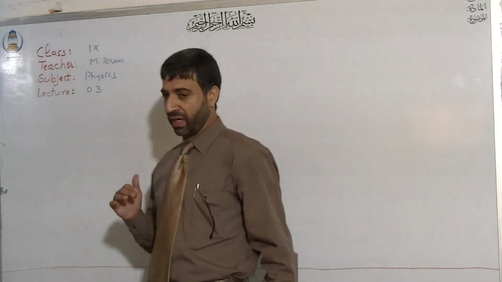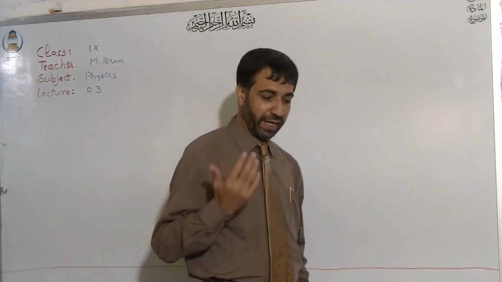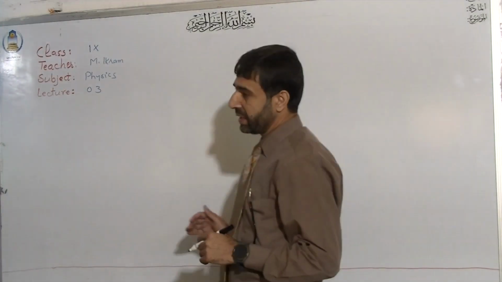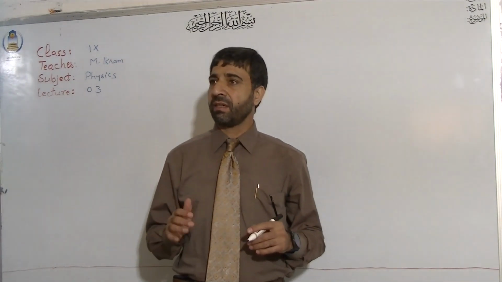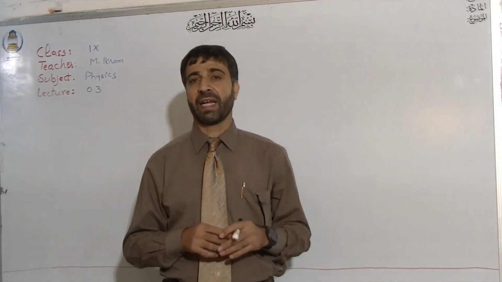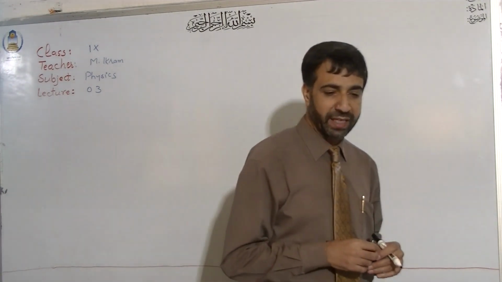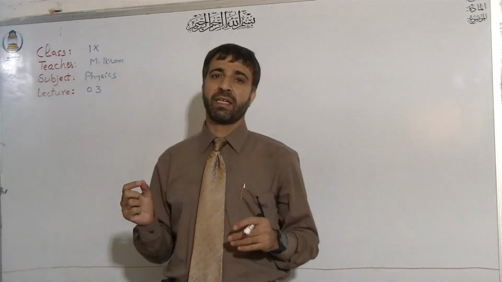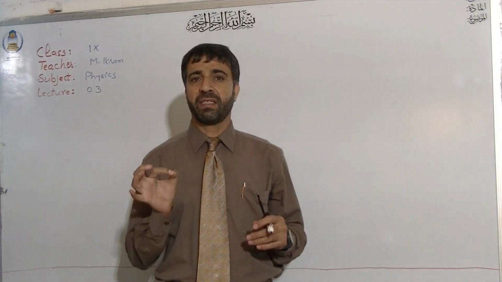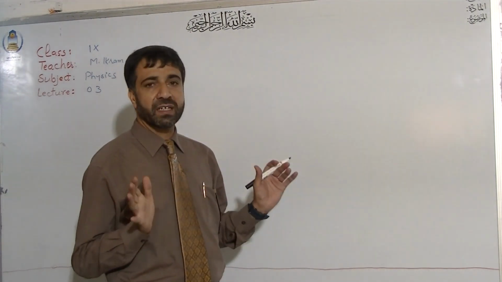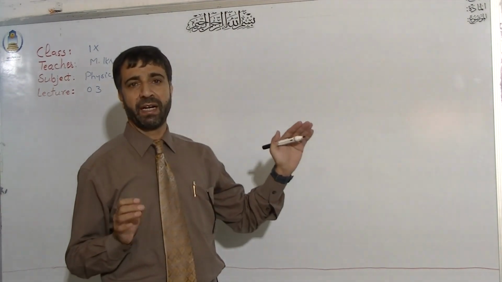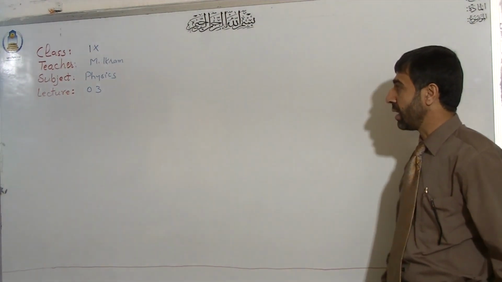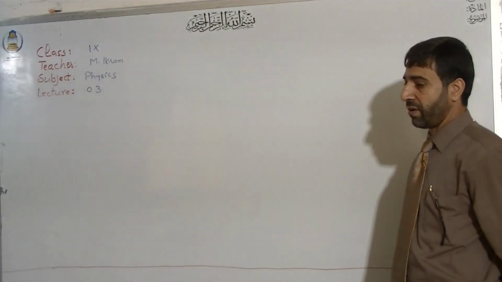I'm sorry, I just forgot a point while winding up my last lecture. The point was that when I was writing the properties of the gravitational force, I missed one important point: gravitation even affects light. When the gravity is strong, it can even bend light. So that was one of the points I was supposed to tell you, but I forgot.